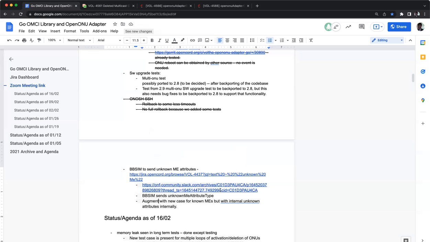So let me bring this up with Theo. I think we can do both. It shouldn't be that hard to have this running with both cases. I remember when I tested this unknown ME use case, I did this with real physical ONUs, because these are also sending, for example, proprietary MEs. But actually, it would also be good to have it for BBSIM. But as said, two different use cases.